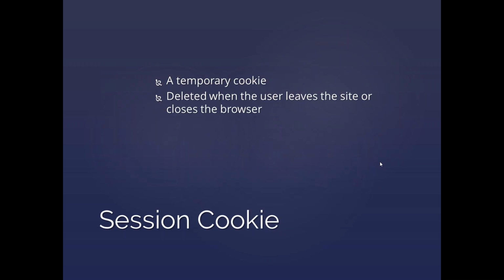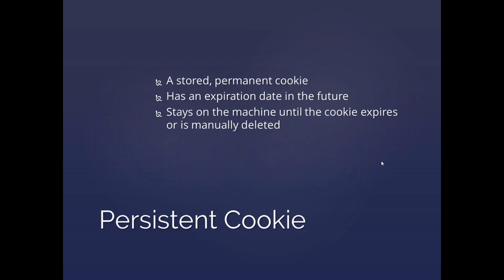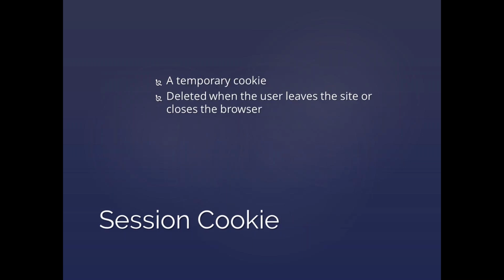Session cookies don't have expiration dates. This is a key point I forgot to put on this slide. That's the big difference. A persistent cookie has an expiration date at some point in the future. Session cookies don't. So the browser says, I'm not going to keep this, and we'll remove it once the user is done with your site.